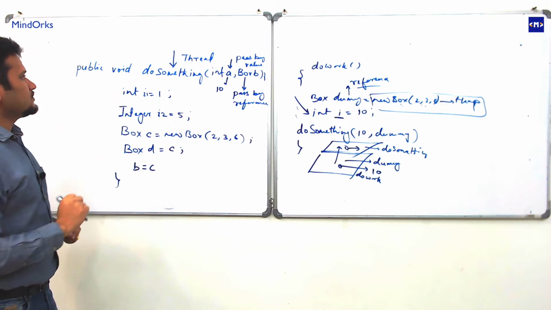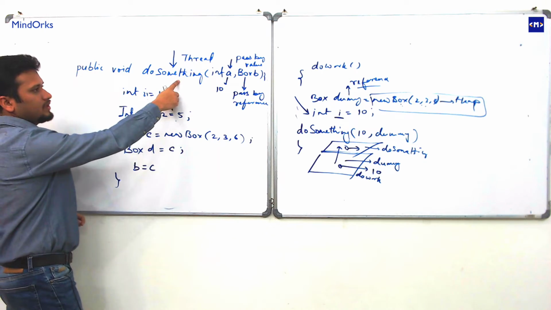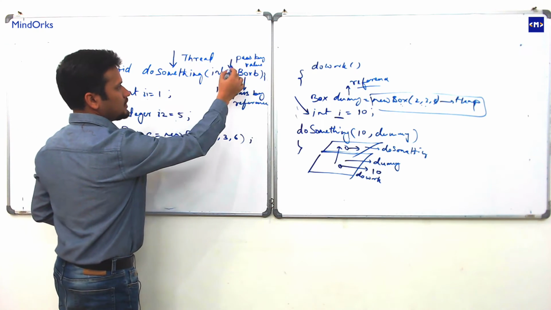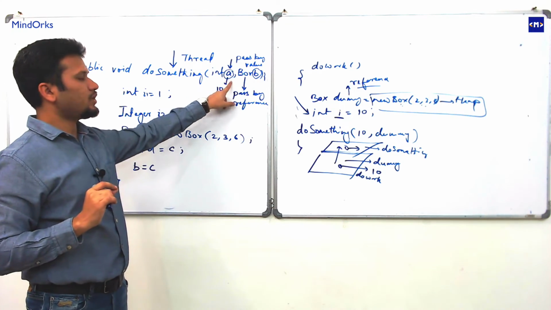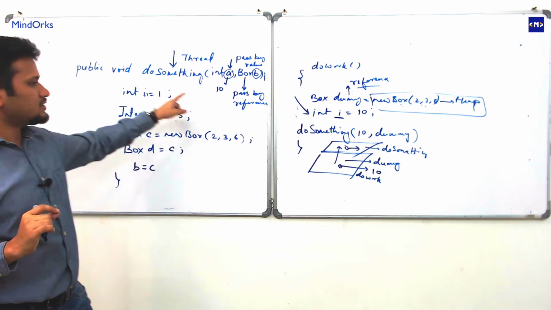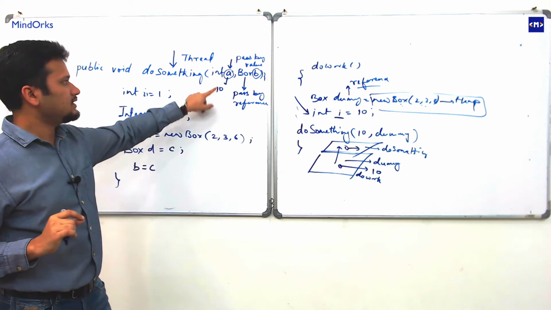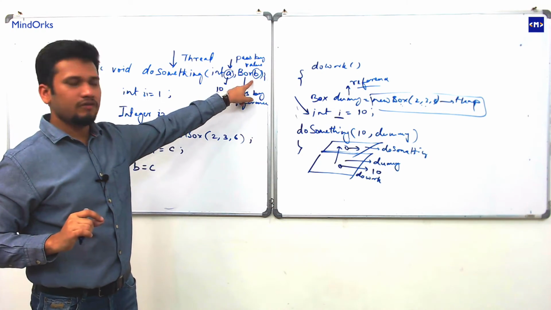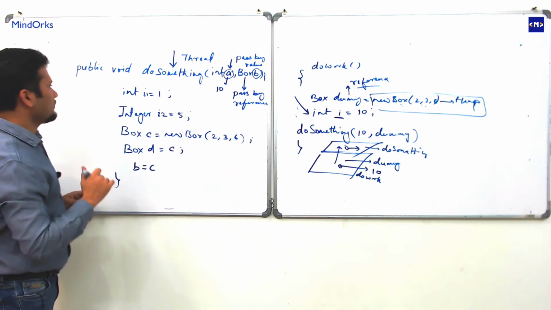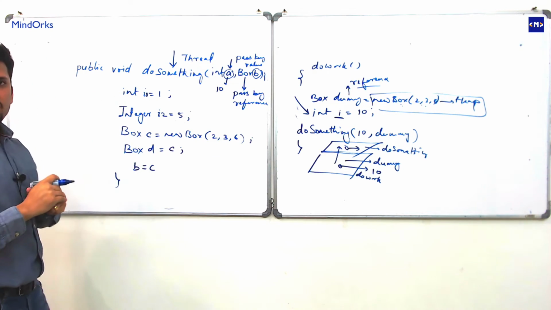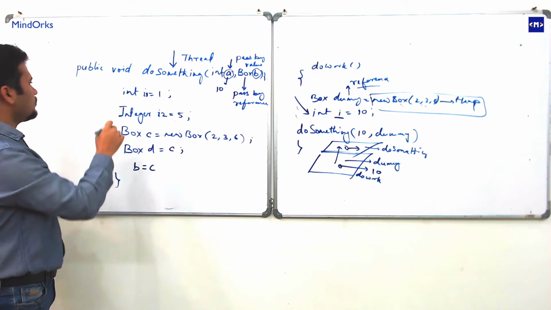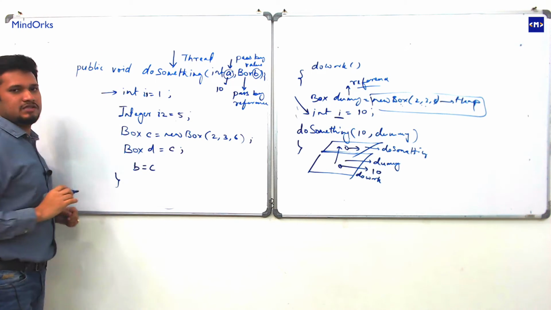Now when you call do something, it will create two variables, two storage slots in your stack for do something. One is for the int i, 10, and the other is the reference of Box b. Now here you are creating I1. Can you answer me which part of memory this will take?